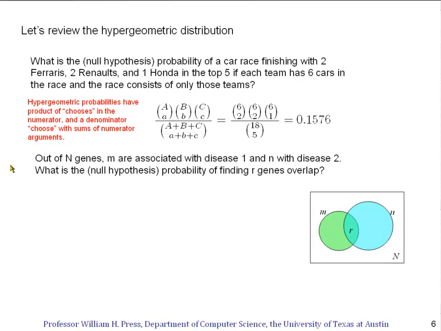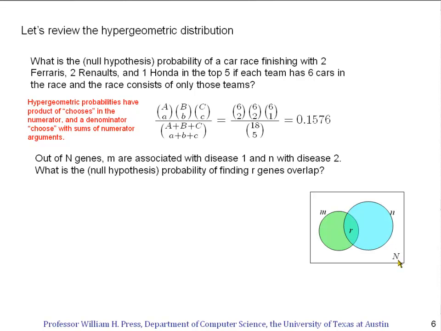Hypergeometric distributions sometimes appear in slightly different problems. So here's a slightly different case, but we'll see that it also gives a hypergeometric distribution. Suppose we have capital N genes, might be 30,000 genes, and we have discovered that little m of them are associated with a particular disease, disease 1, and little n of them are associated with a particular disease, disease 2. R genes are in common between these two sets, and we want to know what's the probability of that happening by chance.